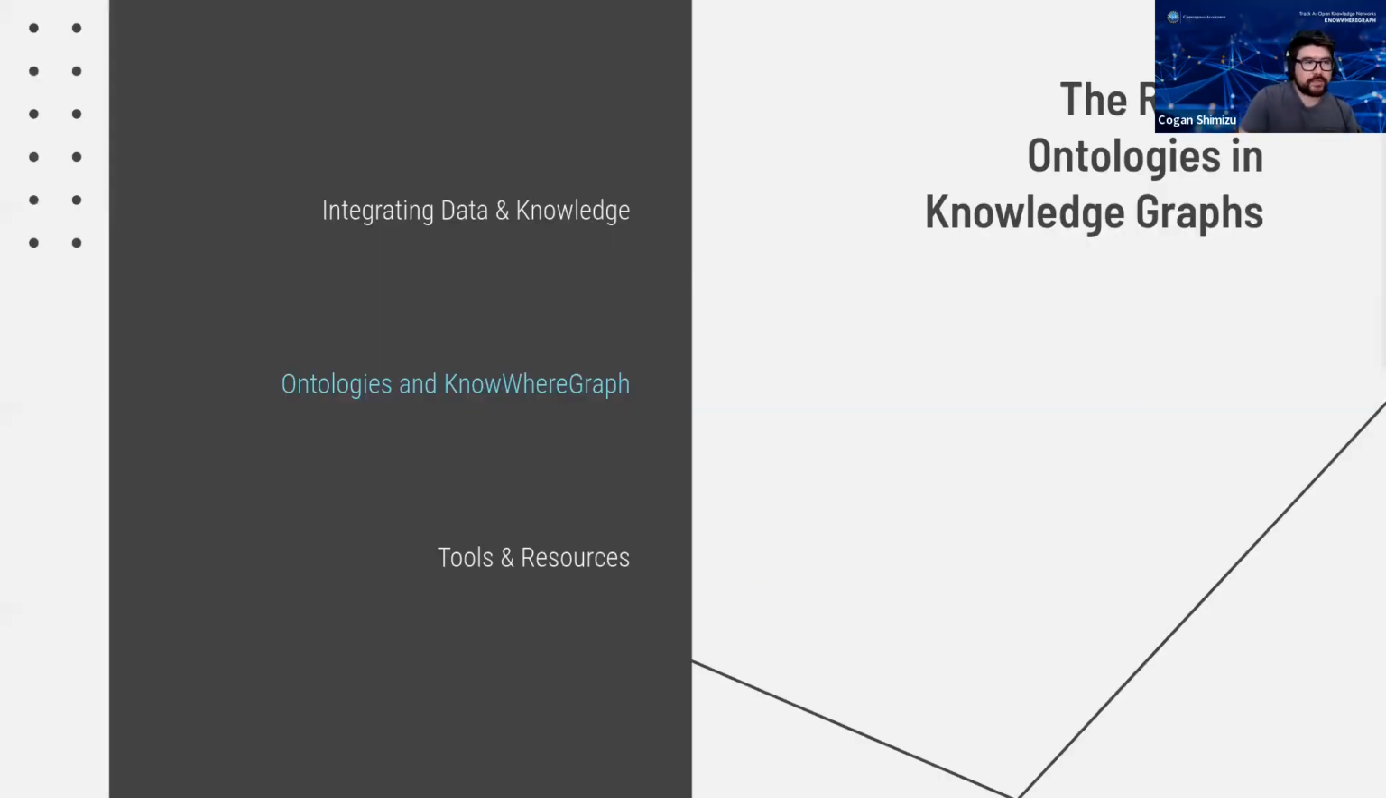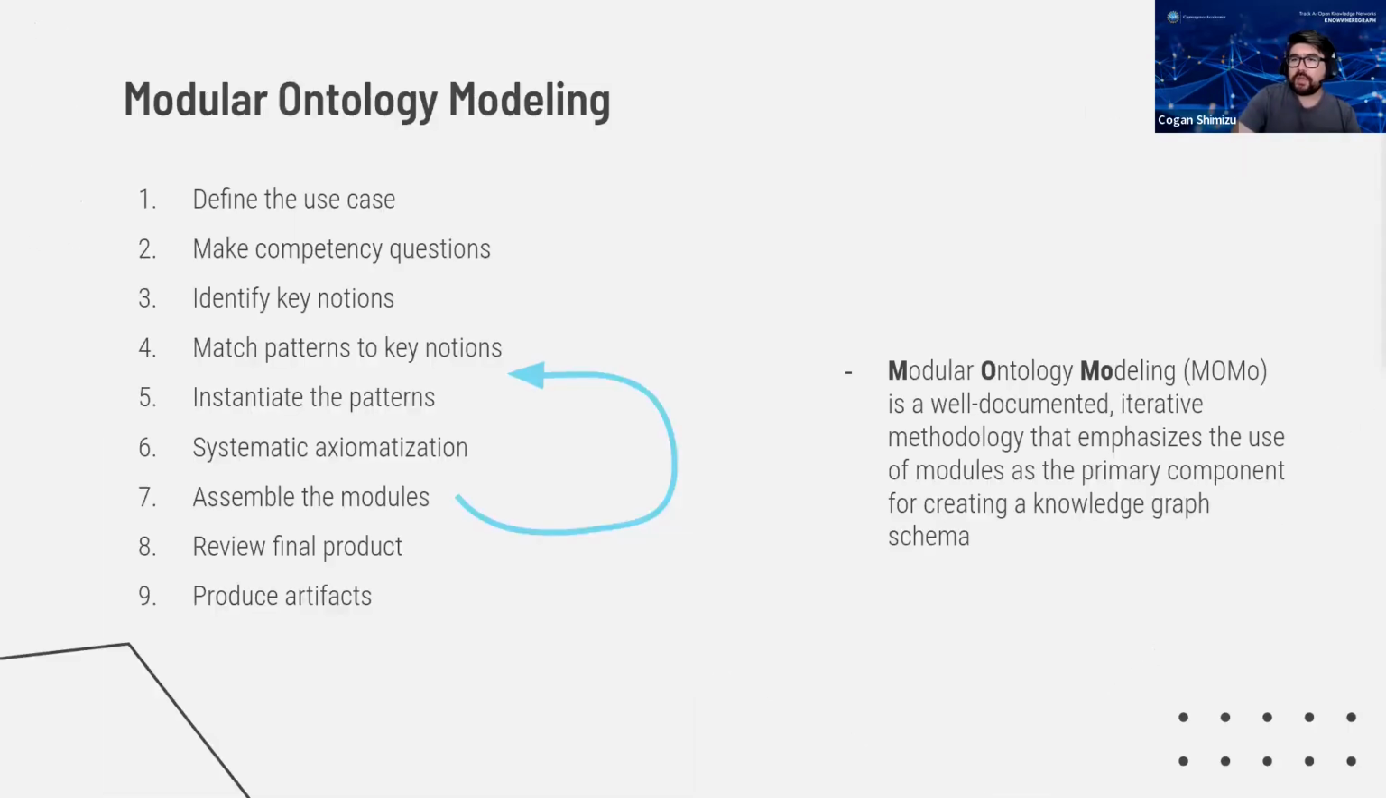So onwards, let's take a look at what the ontologies look like in principle, and then how it really interacts with KnowWhereGraph in general. So to build our ontology for the KnowWhereGraph, the schema for KnowWhereGraph, we use the methodology called modular ontology modeling, or MOMO. It is a well-documented, semi-iterative, 9-step process that generates an ontology that is comprised of interlocking modules.